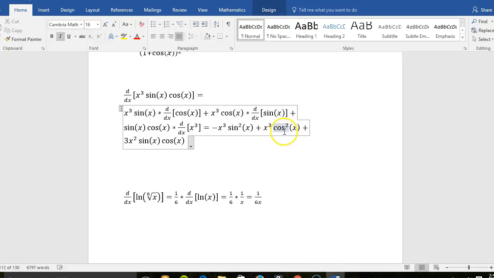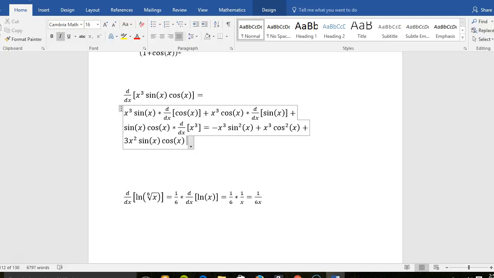And then, what else can I really do? Oh, the third guy. Yep, I've got to do the third guy. So plus, now we leave sine and cosine alone, and we derivate x cubed by the power rule. That's just 3x squared, and by commutativity, we put it in front. And really, we're done. That's it.